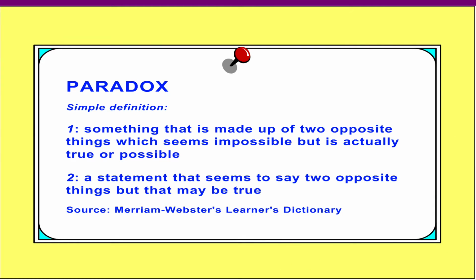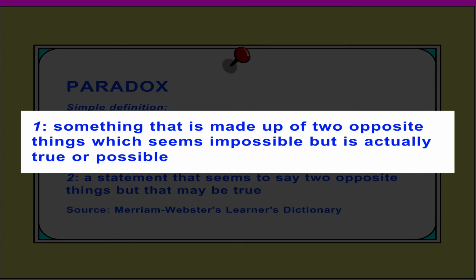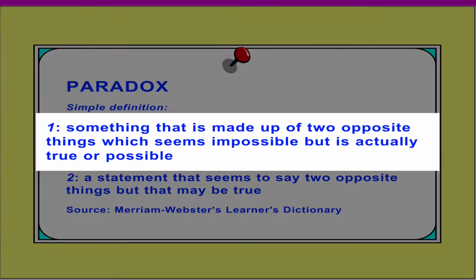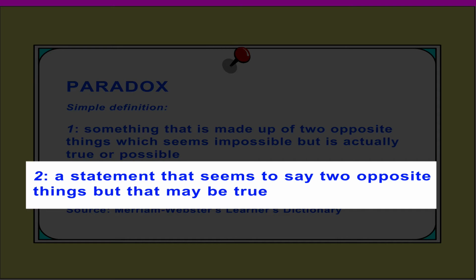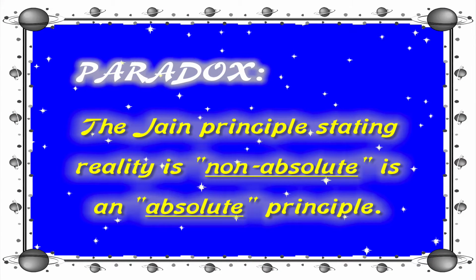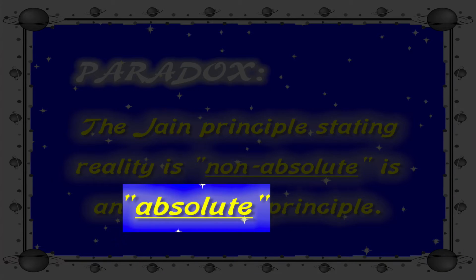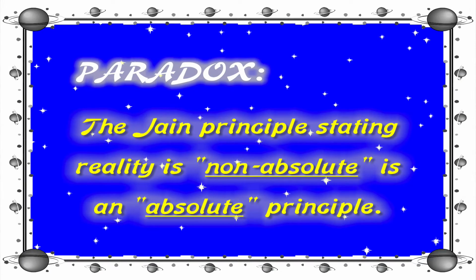There are two simple definitions of paradox. First, a paradox is something that is made up of two opposite things which seems impossible, but is actually true or possible. And second, a paradox is a statement that seems to say two opposite things that may be true. This paradox is explained by the Jain principle of non-absolutism. The Jain principle, indicating reality is non-absolute, is an absolute principle, which appears to be a contradiction, and thus creating a paradox, which is the subject of a future video.